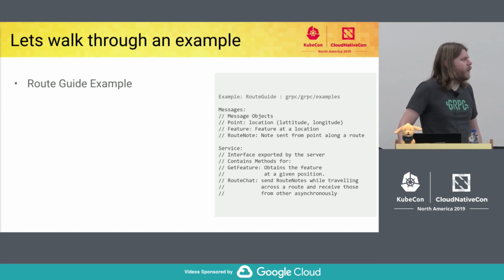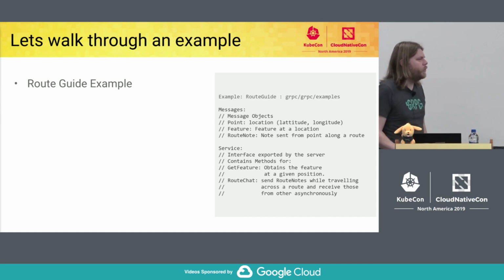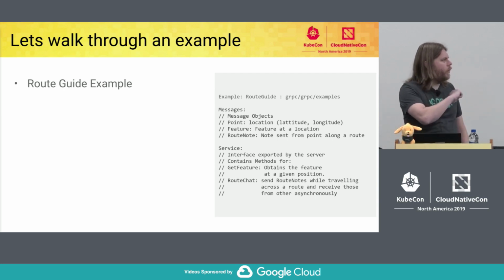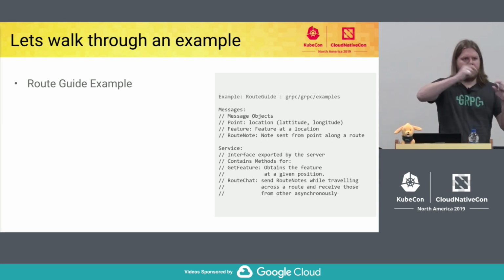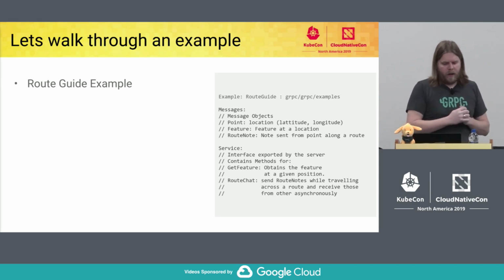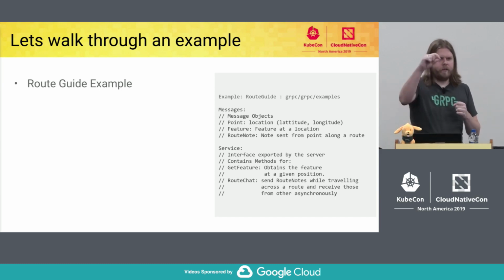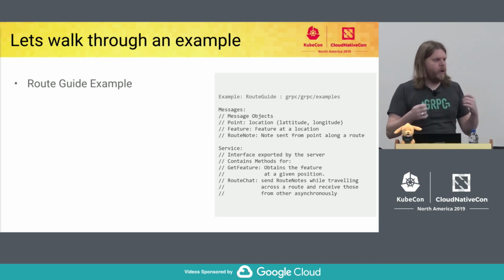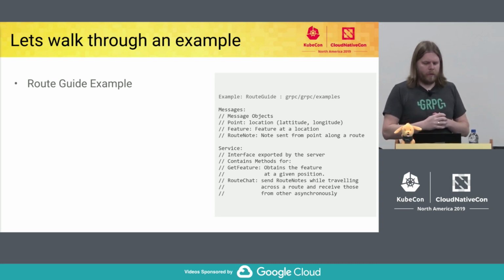So we'll go through an example. This is the route guide example, which is the second example if you're looking at a repo that has the hello world and things like that. We're going to need to define some messages. This is talking about a geographical route where you're moving from point A to point B. So we'll need to talk about points on a globe, features that are something of interest at a certain point, and notes that people can exchange back and forth.